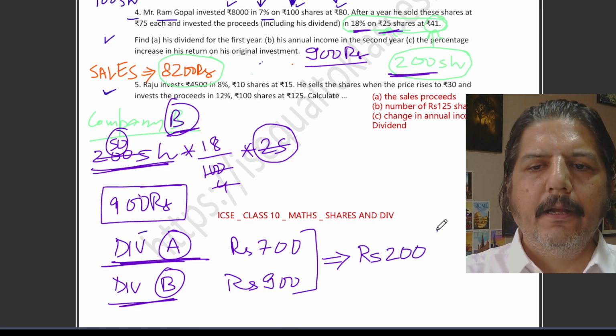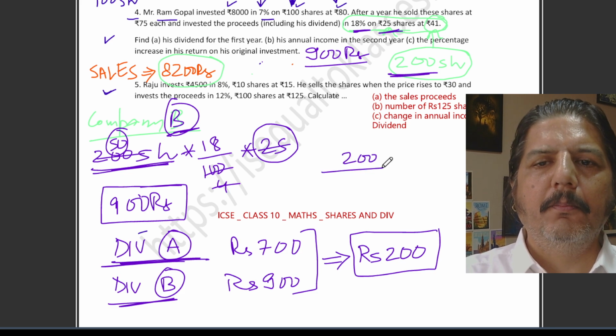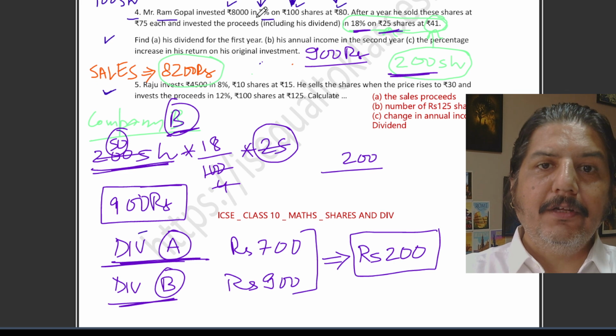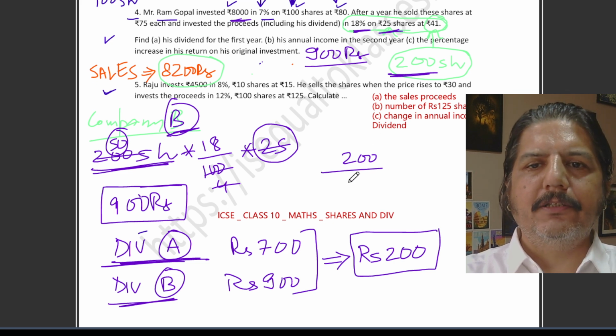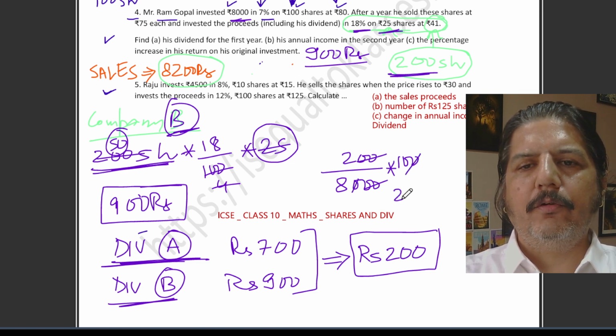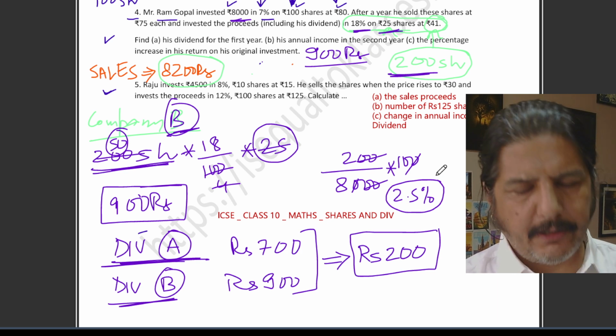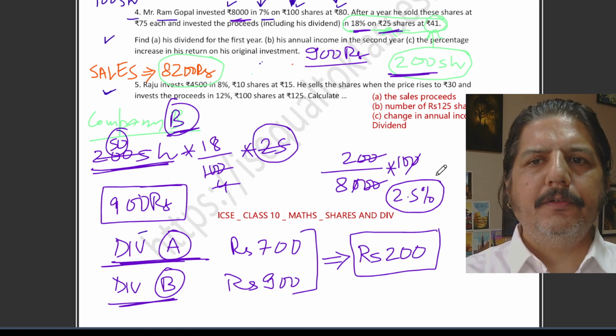Now, this increase has to be divided by his initial investment. The initial investment was 8,000 rupees. And this multiplied by 100. And so this will be 20 upon 8, which is 2.5%. So let me check the answer. Yeah, 2.5%.